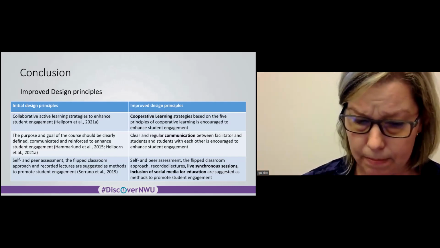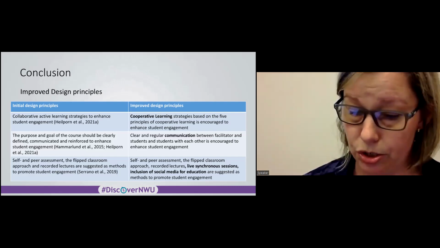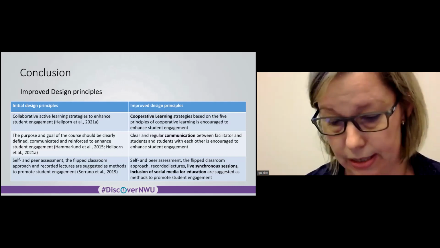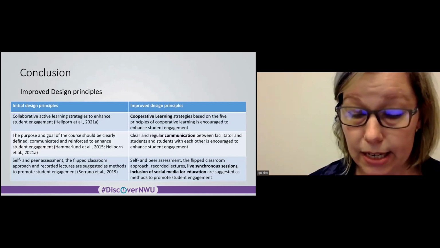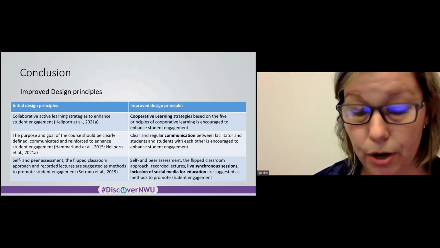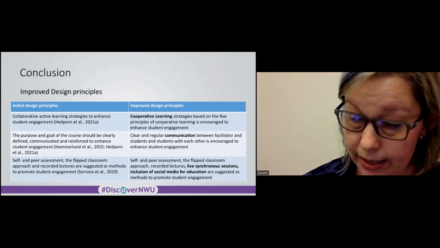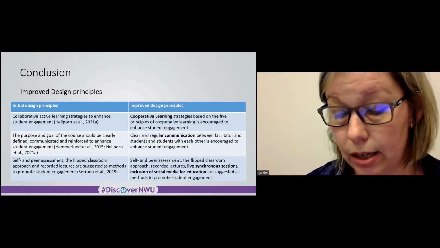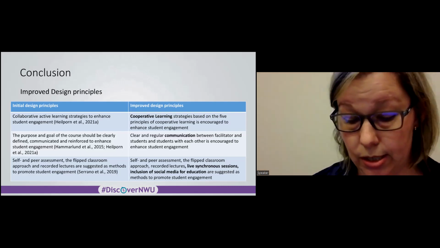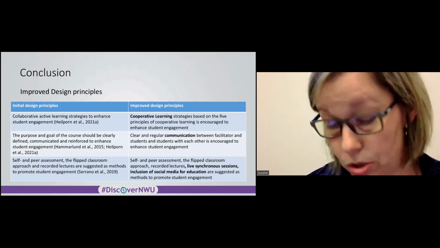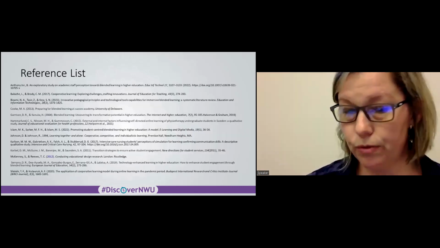Secondly, yes, we did make use of communication. Clear and regular communication between facilitating students with each other is encouraged to enhance student engagement. And finally, self and peer assessment, the flipped classroom approach was used, recorded lectures were used, as well as live synchronous sessions, and the inclusion of social media for education. Those are what we suggested as methods to promote and improve student engagement. And that's all from my side.